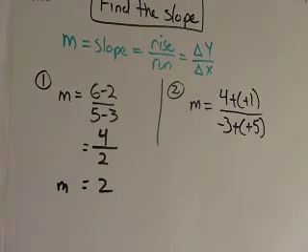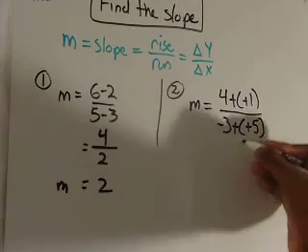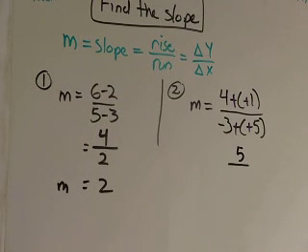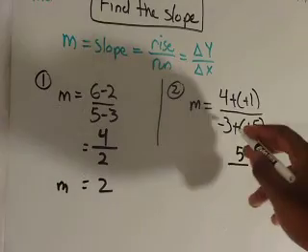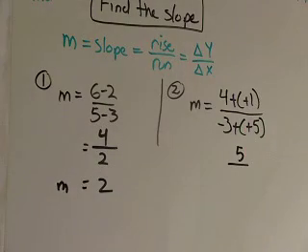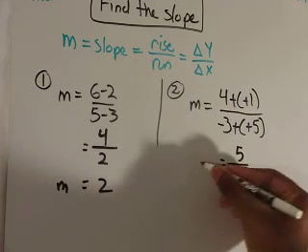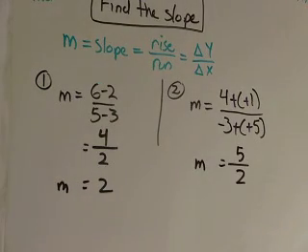So it's 4 plus 1. 4 plus 1 is 5. And then what is negative 3 plus 5? Negative 3 plus 5 is 2. And so the slope for that one would be 5 halves.